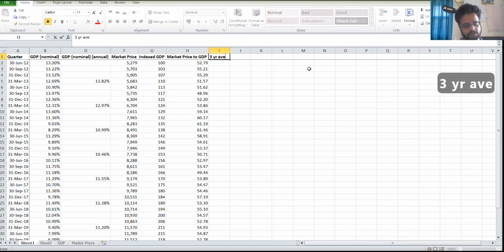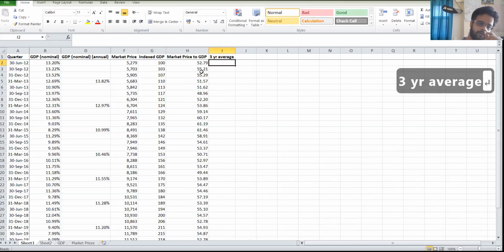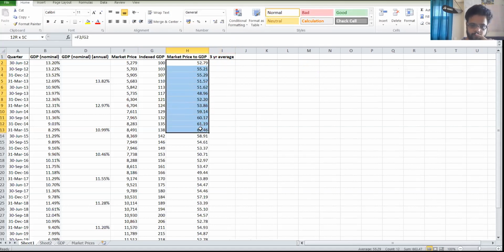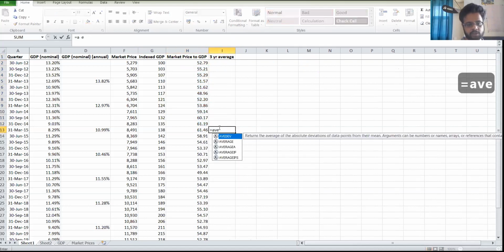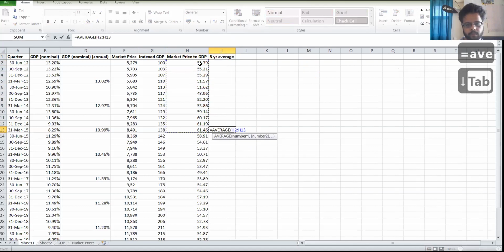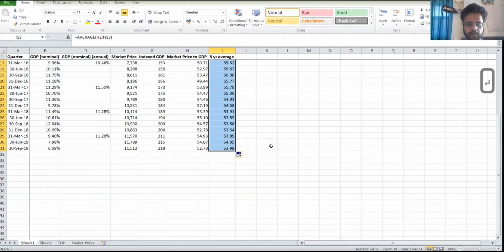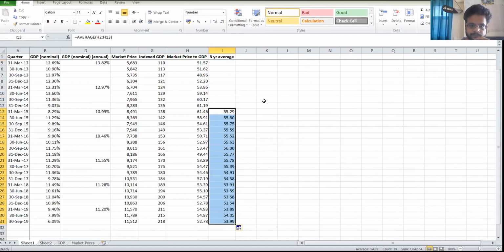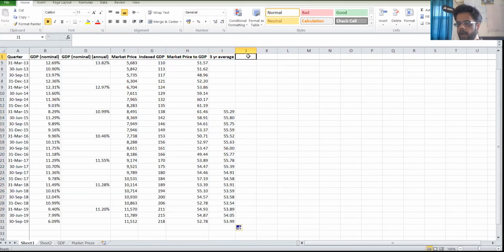Now let's take a 3-year average of the market price to GDP. So 3 years would be 12 quarters, so I cannot take the data of the first 12 quarters. And this will be the average. And this is the average we have. I can take a 3-year average, because the 3-year average is an indication of the average market price to GDP of the country over the last 3 years. It should be an even more stable quantity. And compared to that, what is the market price to GDP right now? So it gives us the level of overvaluation.